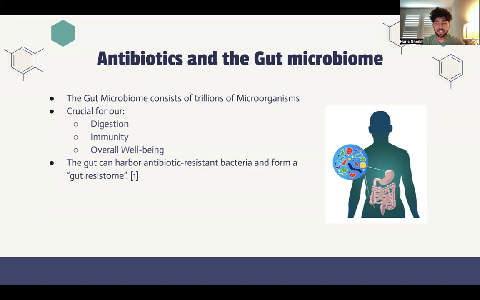If you didn't know, about 70% of our immune cells are located in the gut and constantly interacting with their microbiome. This means that our gut can become a gut resistome, which means it is a reservoir for antibiotic resistance bacteria. And this, as it sounds, is not very good.